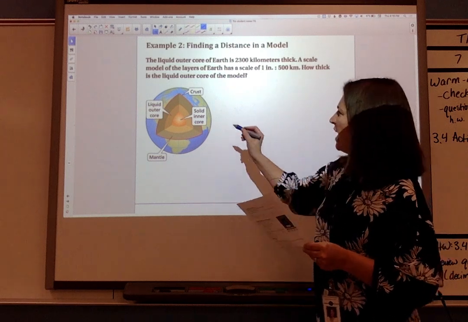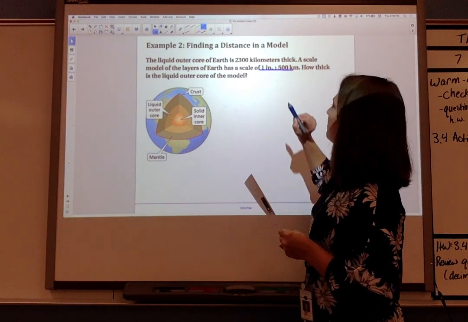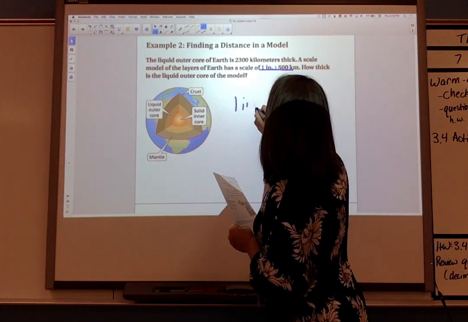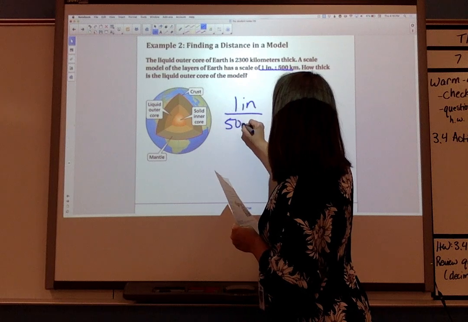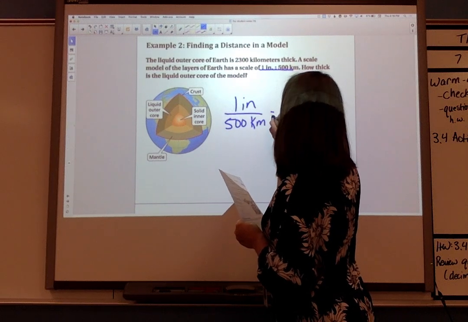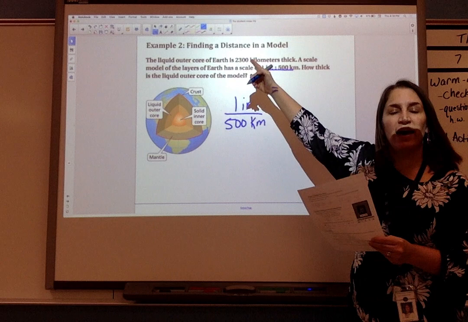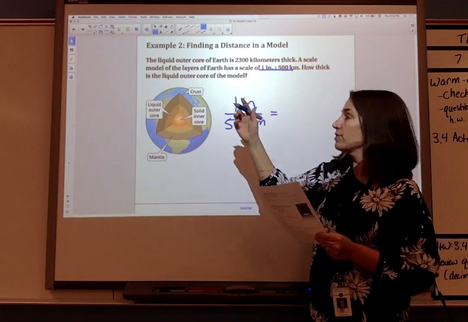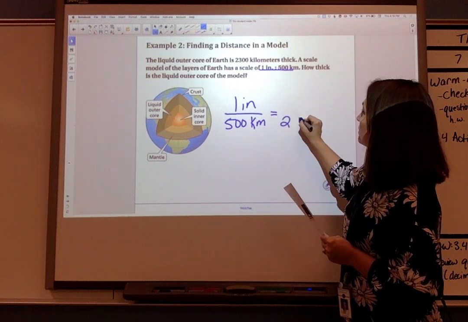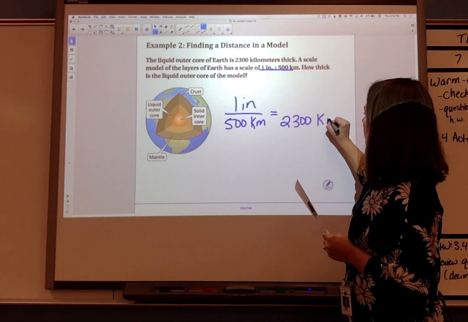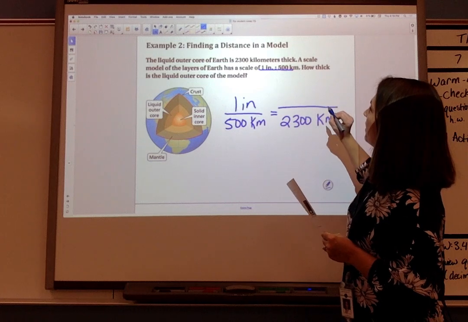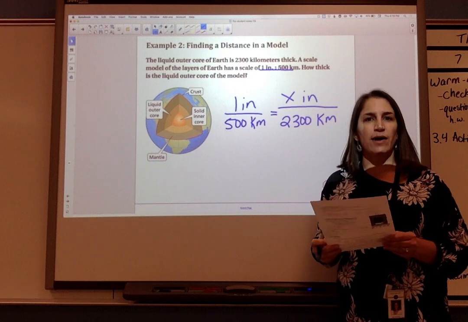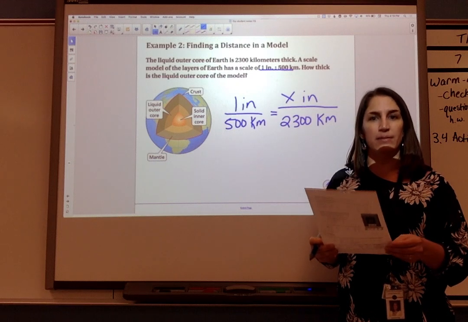So we have the scale of 1 inch to 500 kilometers. So let's set that up as our ratio. 1 inch over 500 kilometers. And this time we have the real measurement. We know how large this is on the actual Earth. So that's going to be 2,300 kilometers. And what we're trying to find is X inches. We're trying to figure out how big that is in the model.